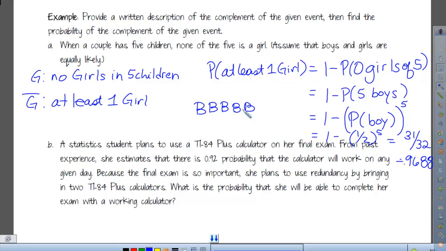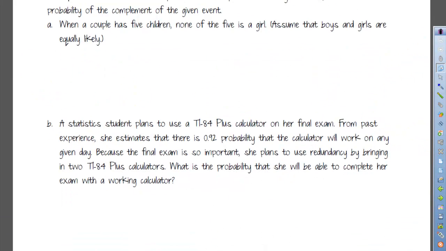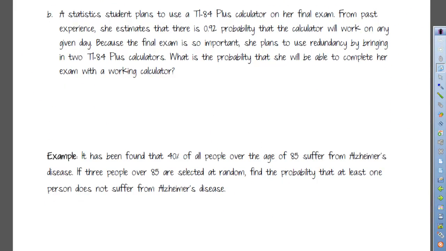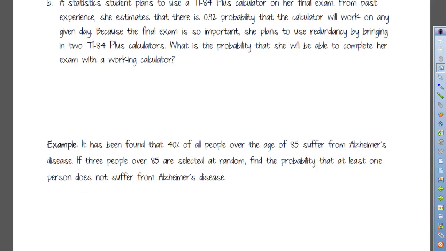Let's look at this next problem. A statistics student plans to use a TI-84 plus calculator on her final exam. From past experience, she estimates that there is 0.92 probability that the calculator will work on any given day. Because the final exam is so important, she plans to use redundancy by bringing in 2 TI-84 plus calculators. What is the probability that she will be able to complete her exam with a working calculator? So probability of working calculator.